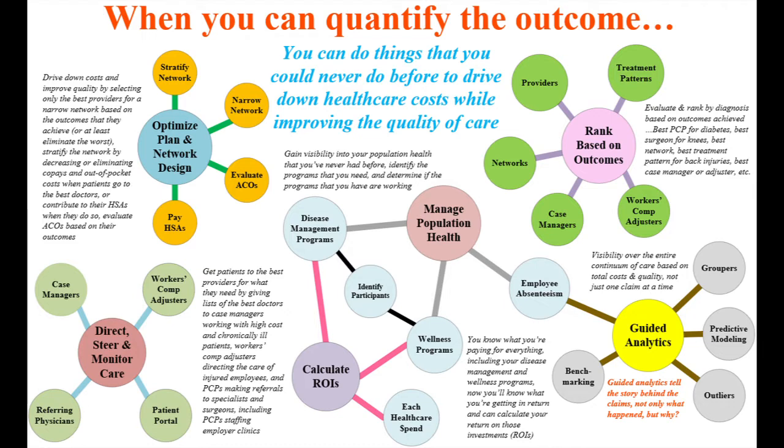Moving over to the upper left corner, you can optimize your plan and network design. If you're an insurance company or a TPA, you may be able to set your provider network to include only the best doctors, or at least eliminate the worst ones. If you're an employer, you can build a narrow network of the best doctors for each diagnosis.